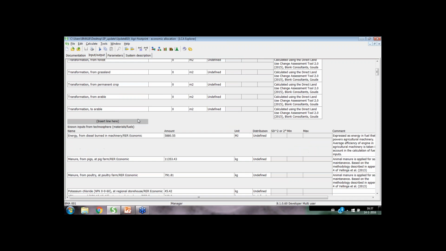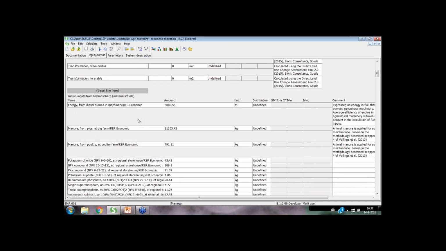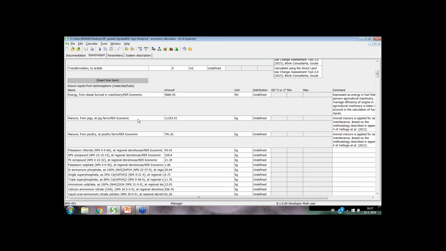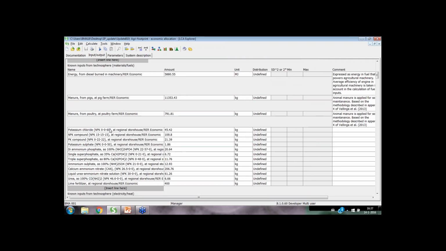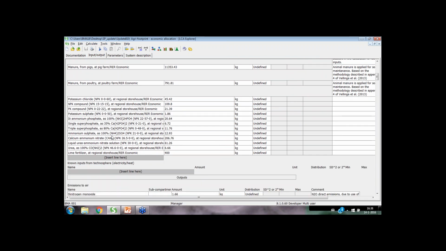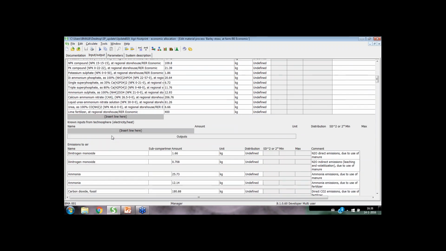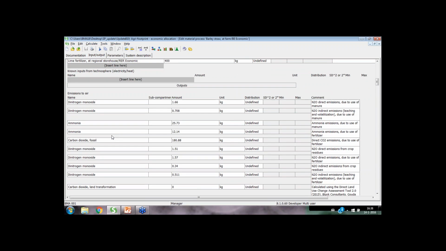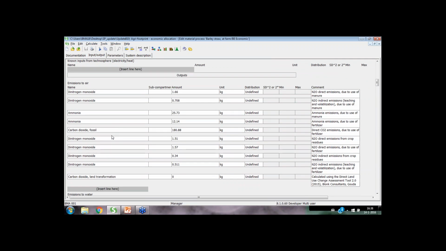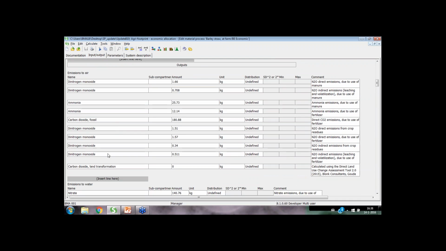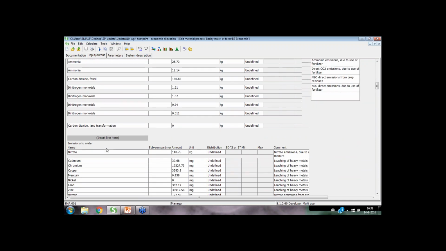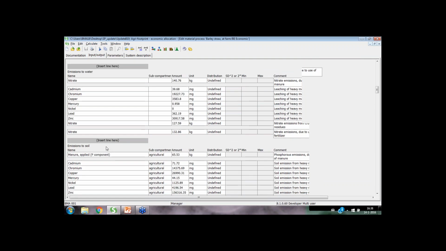And inputs from the technosphere. That will be, for example, energy used during cultivation and the amounts of manure. And here you see a whole list of different fertilizers, and some emissions to air resulting from the use of fertilizer, manure, and land transformation. So those are all listed here.